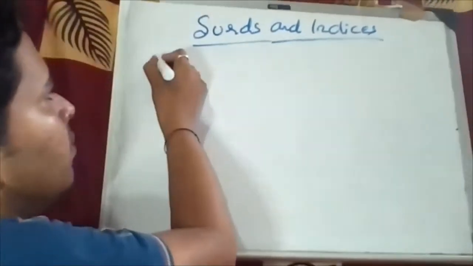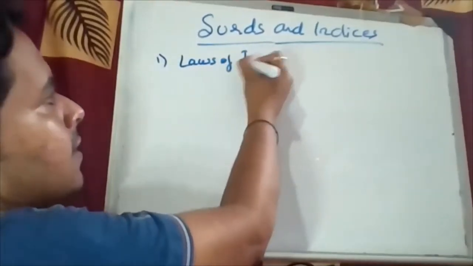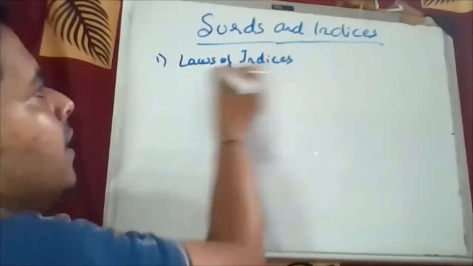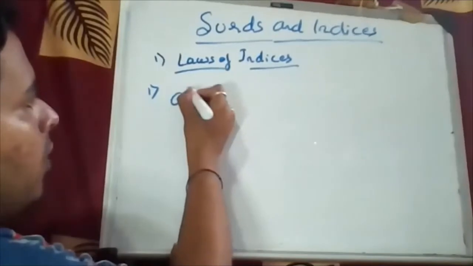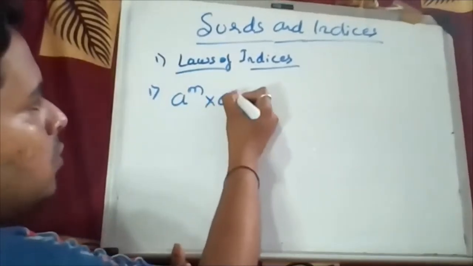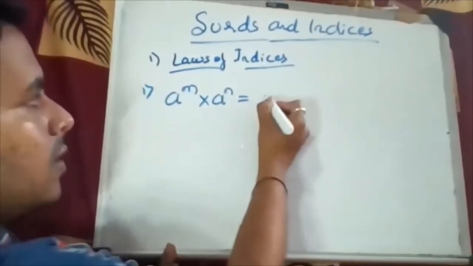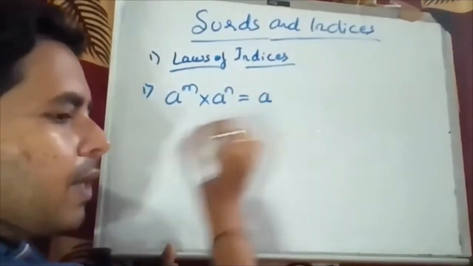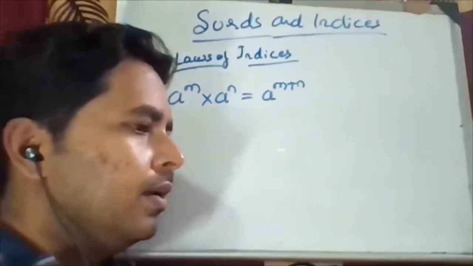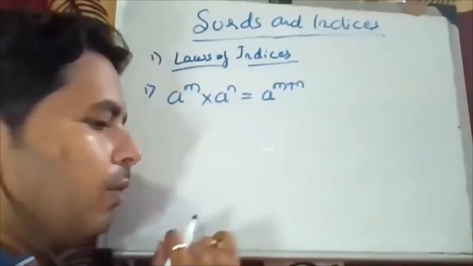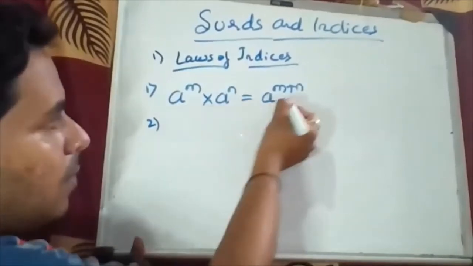Those will be called, first, the laws of indices. Okay, laws of indices. What are those laws? The first one is, if a raised to m into a raised to n, so if I'm multiplying these two with different indices, their indices will be added together. a raised to m plus n. Okay, and second one, if I multiply two values, then I'll be adding.